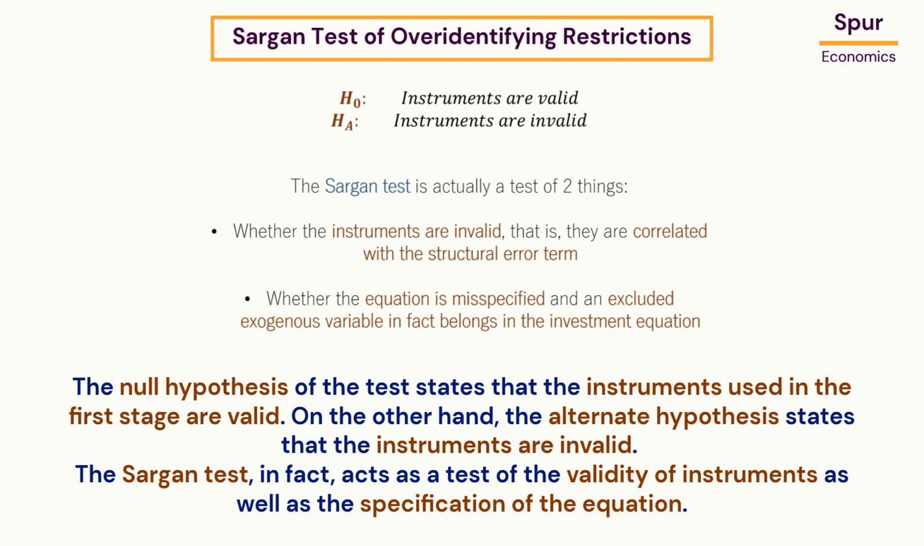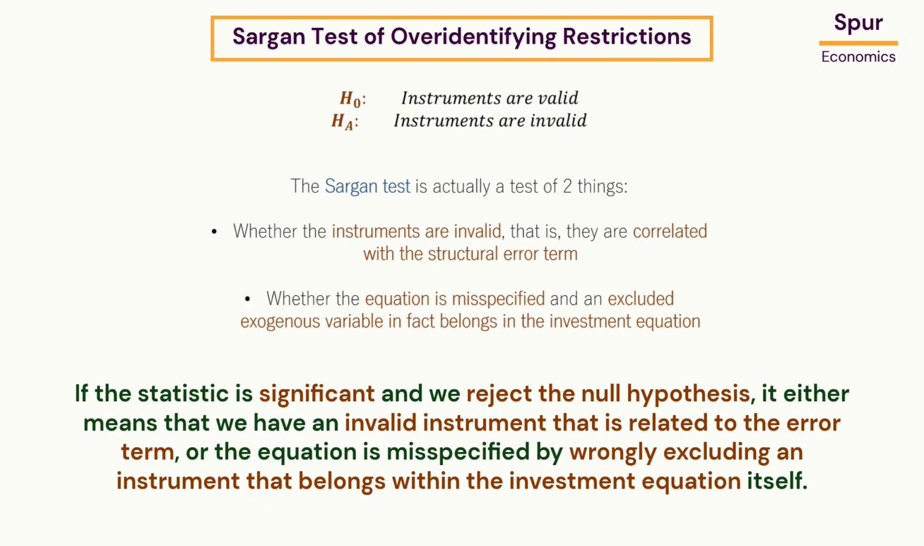The Sargan test, in fact, acts as a test of the validity of instruments as well as the specification of the equation. If the statistic is significant and we reject the null hypothesis, it either means that we have an invalid instrument that is related to the error term, or the equation is misspecified by wrongly excluding an instrument that belongs within the investment equation itself.